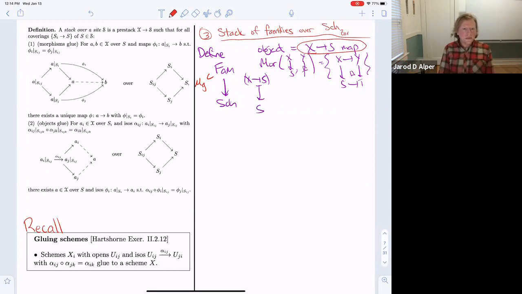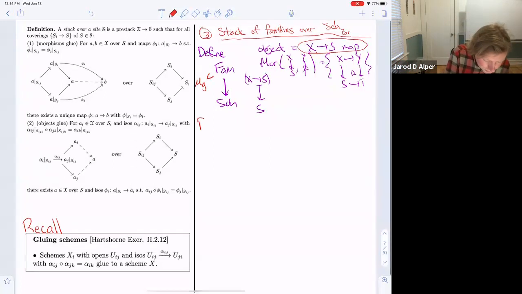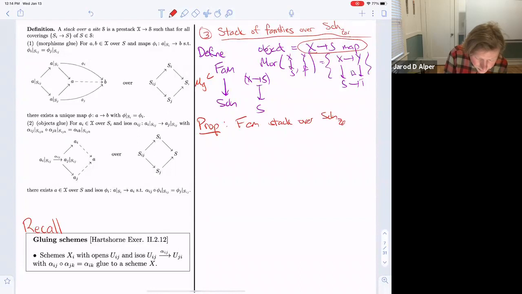But nevertheless, we know that this is a stack over the big Zariski site. And the reason, well, axiom 1 is just that morphisms glue.